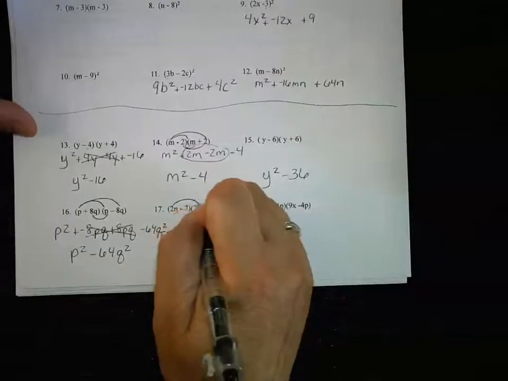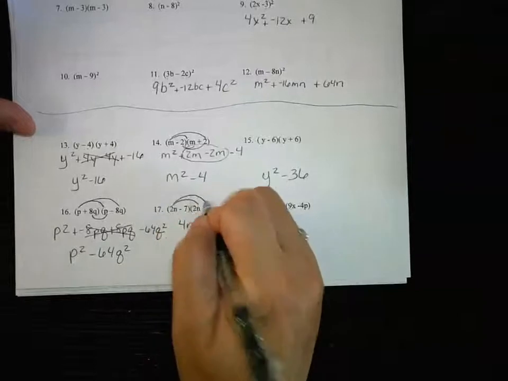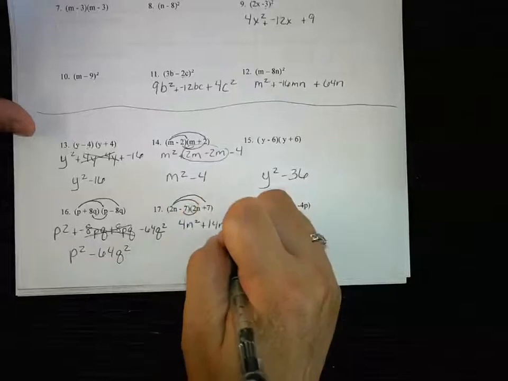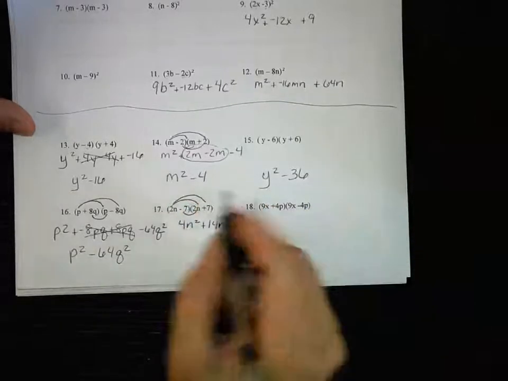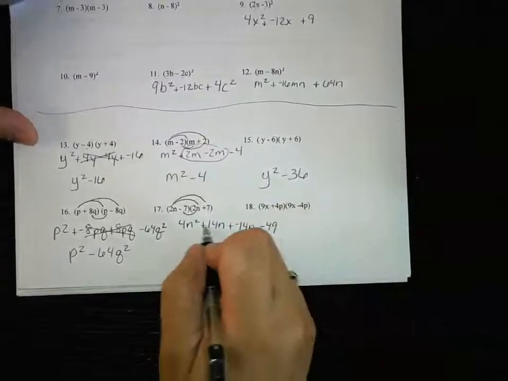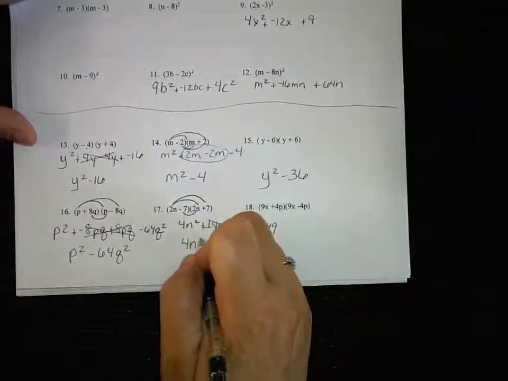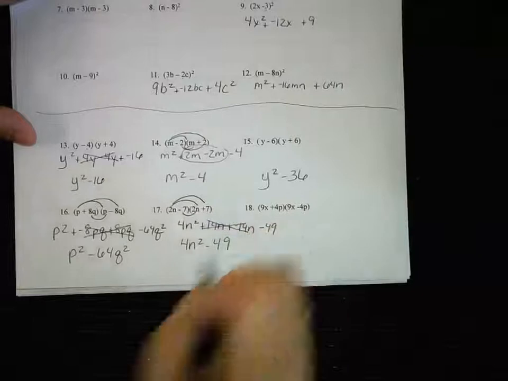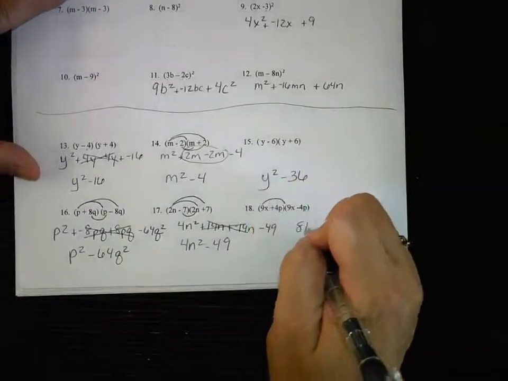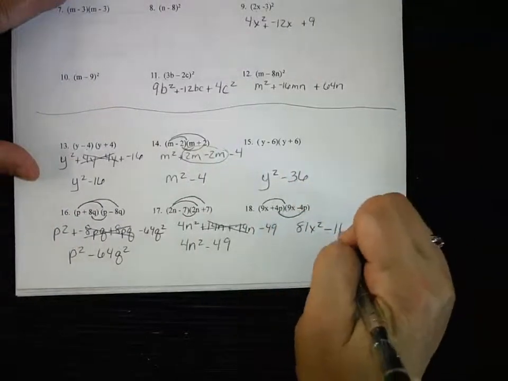17, 2n times 2n is 4n squared. 2n times 7 is 14n. 2n times negative 7 is negative 14n. And negative 7 times negative 7 is 49. These cancel out, and you end up with 4n squared minus 49. And for the last one, I'm going to do the shortcut. We will have 81x squared and then negative 16p squared.